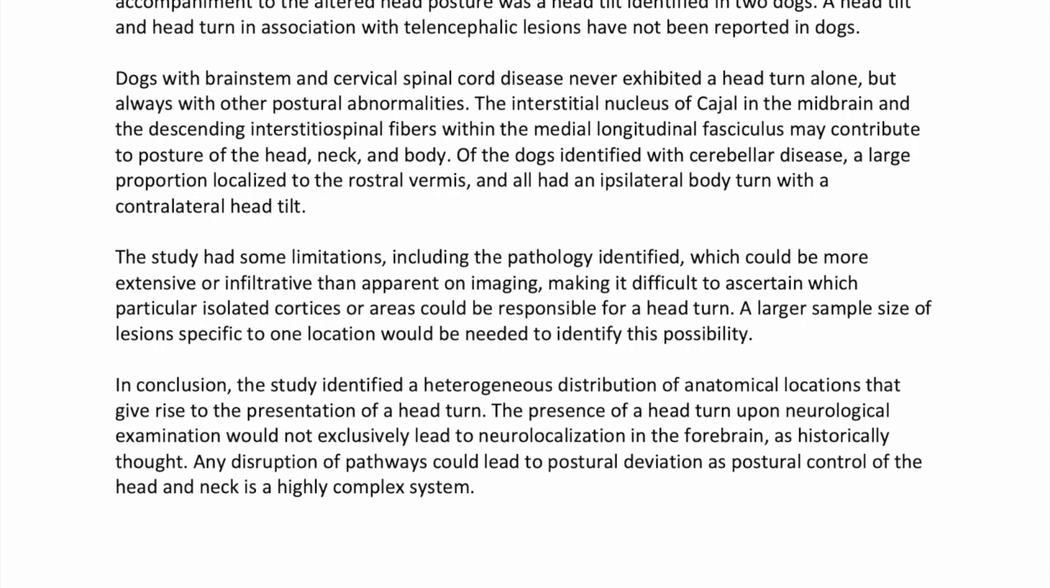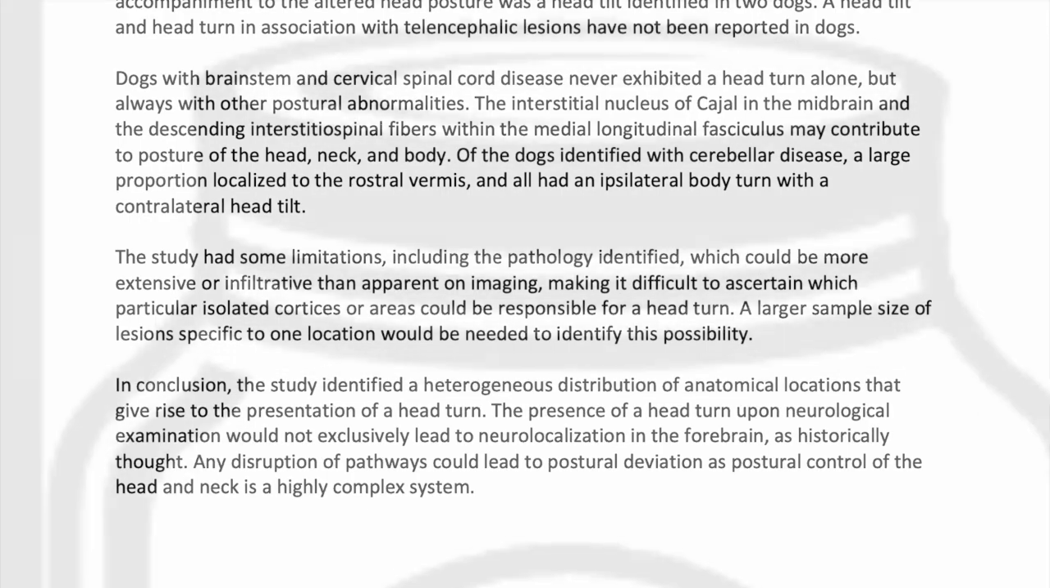In conclusion, the study identified a heterogeneous distribution of anatomical locations that give rise to the presentation of a head turn. The presence of a head turn upon neurological examination would not exclusively lead to neurolocalization in the forebrain, as historically thought. Any disruption of pathways could lead to postural deviation, as postural control of the head and neck is a highly complex system.